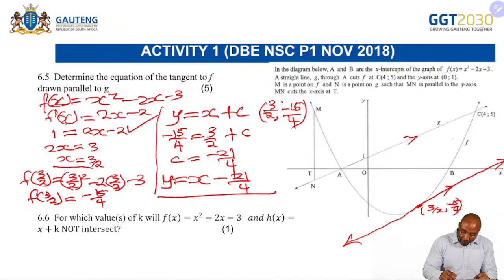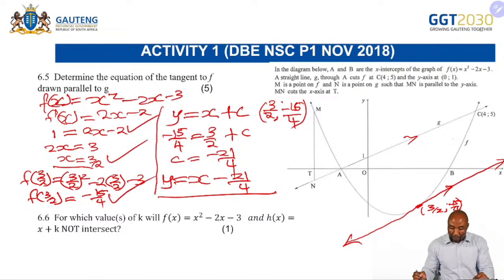Doing the derivative, we equate it to 1. We get the x value. We get the y value, the coordinates at the point of contact. We substitute the points into the equation. Then we get our equation. We get our 5 marks there.